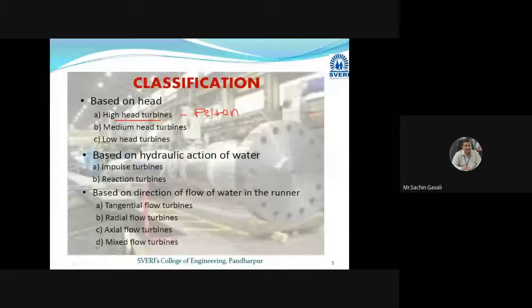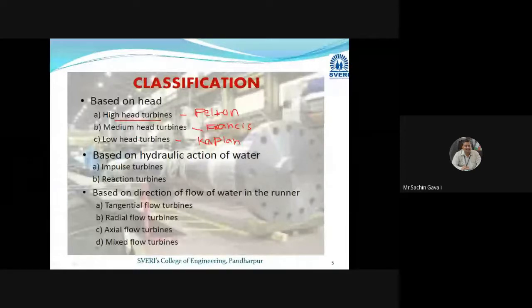Then medium head turbine: if the head is between 50 to 100 meters, it is called a medium head turbine. An example is the Francis turbine. These are the names of scientists; after their invention, the name is given as Francis turbine. And then low head turbine: if the head is less than 40 meters, it is called a Kaplan turbine.